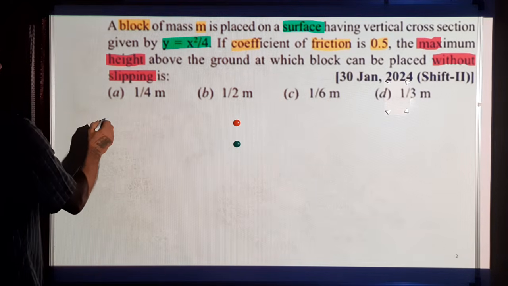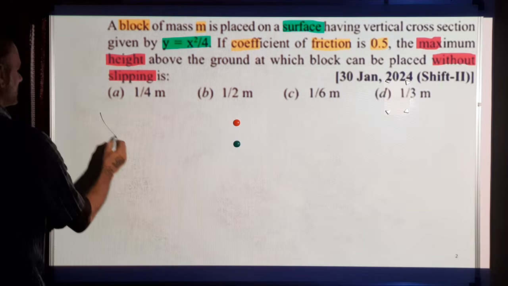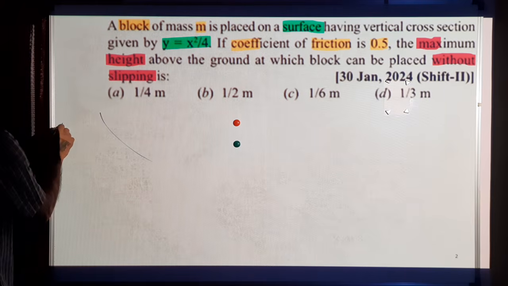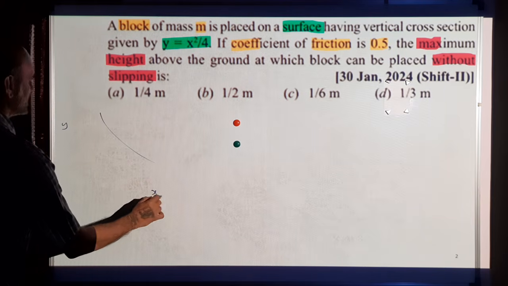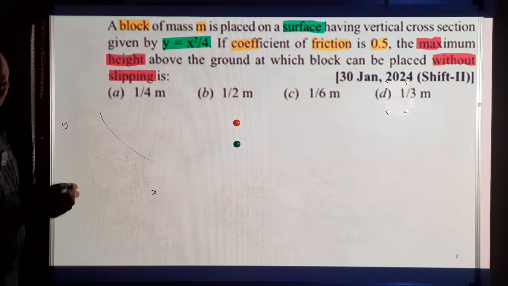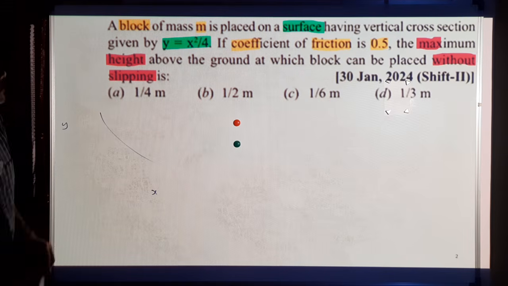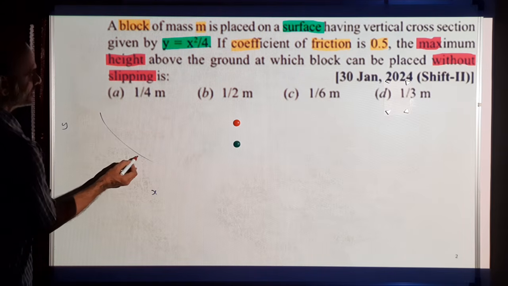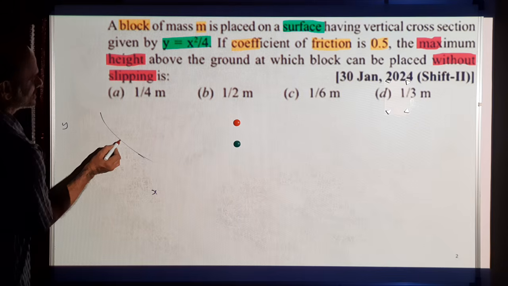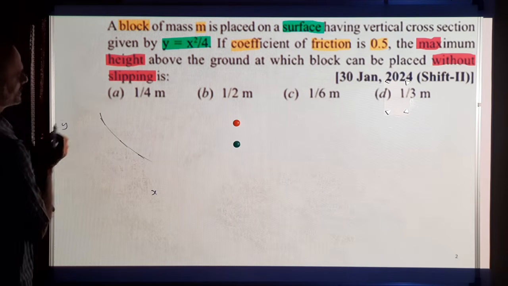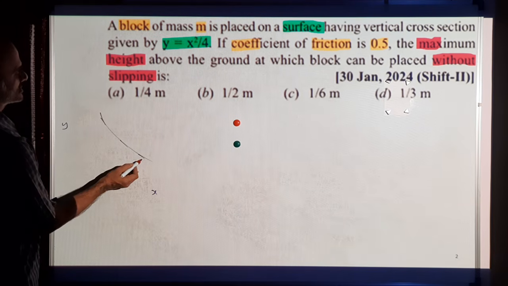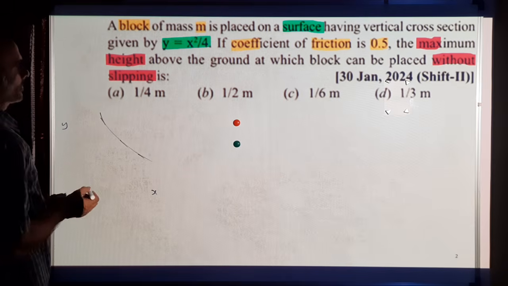So the surface has got this profile. So this is y, this is x. The slope of this plane is like this. It becomes more and more steep as you go higher. Here it is less steep, here it is more steep, here it is more steep.